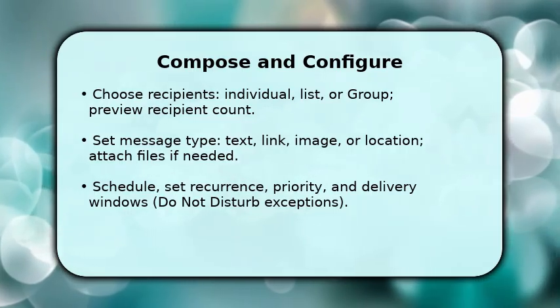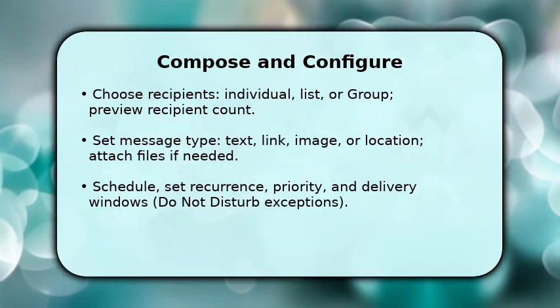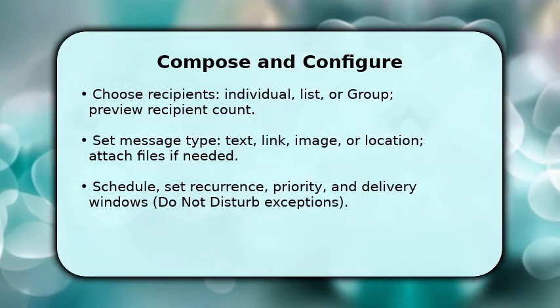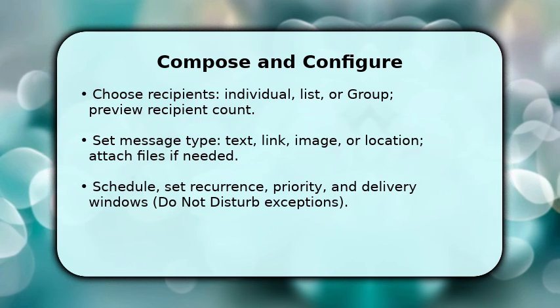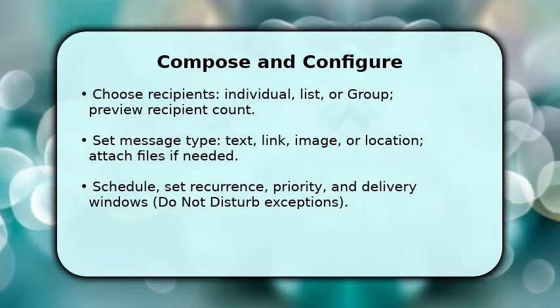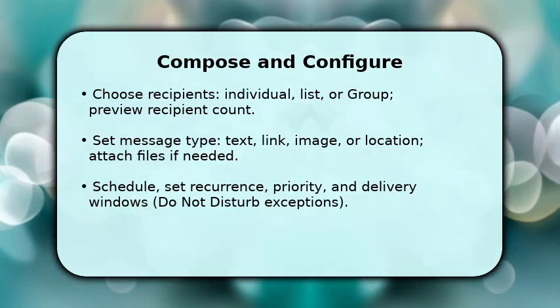Next, configure delivery. Immediate or scheduled, recurrence rules, priority level, and allowed delivery windows. Make sure to set Do Not Disturb exceptions or fallback times so critical alerts always arrive. This middle step is where precision avoids missed or misrouted shares.